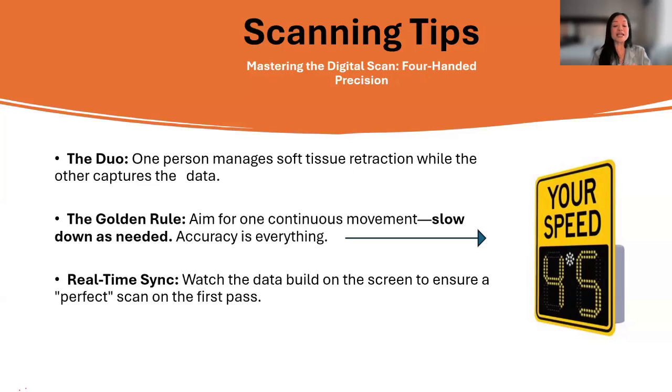But if I did have someone in the room to help me, the dual technique is a lovely one when one person manages the soft tissue, holds it in place, while the other one just has to pay attention to the data collection. And we're going to say it one more time, the golden rule. You really want to aim for one continuous movement, and you slow down as needed. Precision is everything. We want nice, clean data.